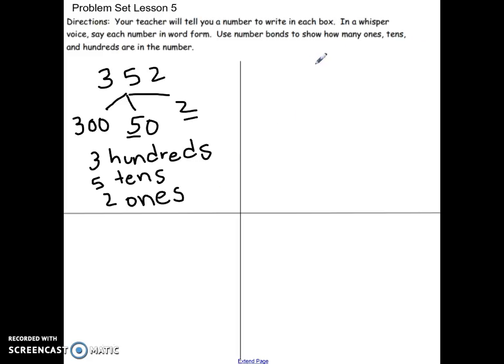So here we're going to do the number 689. Down here we'll do the number 158. And here we'll do the number 261. So when you complete these 3 numbers, you want to make sure you do a number bond and show me unit form. Then you're done with the workbook page today.